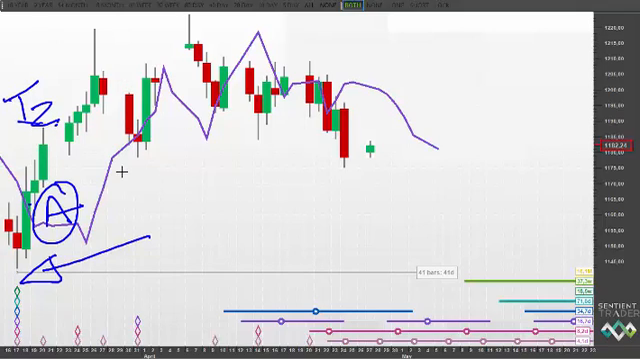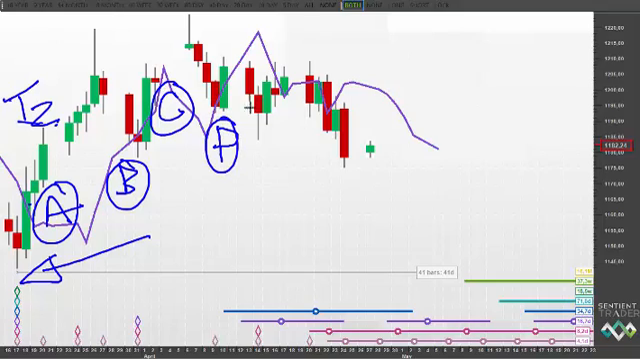Price then came down to a B category interaction. Do you see how price came down to the level of the FLD, tracked along it for several days? A really typical B category interaction. The C category interaction is as price breaks up above the FLD. Then it came down, and then things got a little messy. This looks like a D category interaction over here.